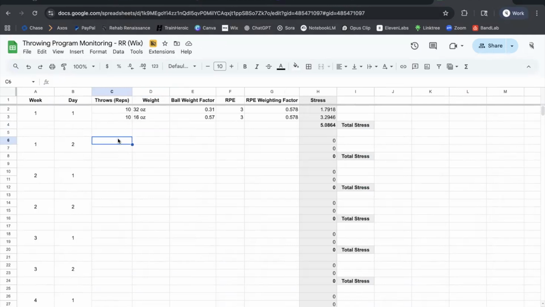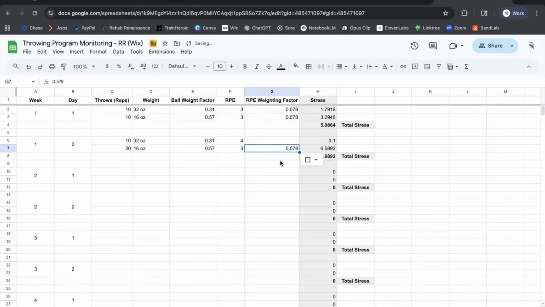So now we can go to phase or day two here of that same week. So let's say we go 10 and let's say we go 20 here. And we'll still use the 32 ounce and the 16 ounce here. So we can just copy and paste that there. And let's say we're going to go to RPE 4 for the 32 ounce, but let's say we're sticking with RPE 3 for the 16 ounce there.